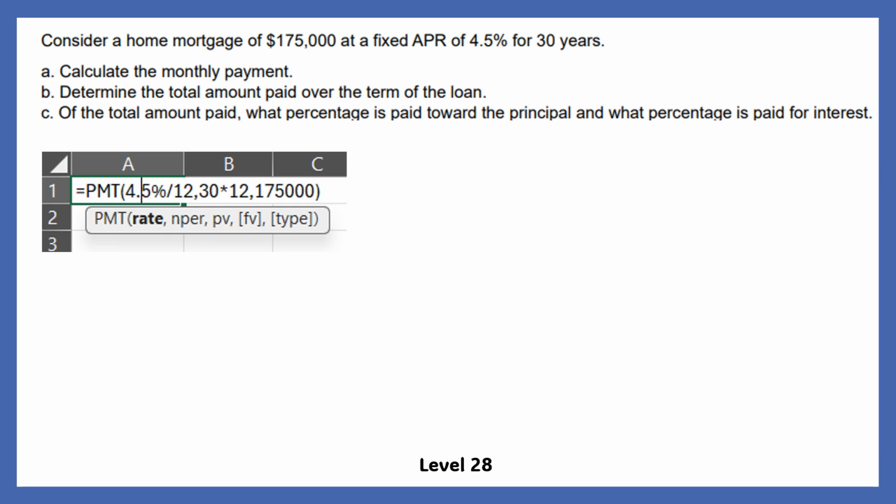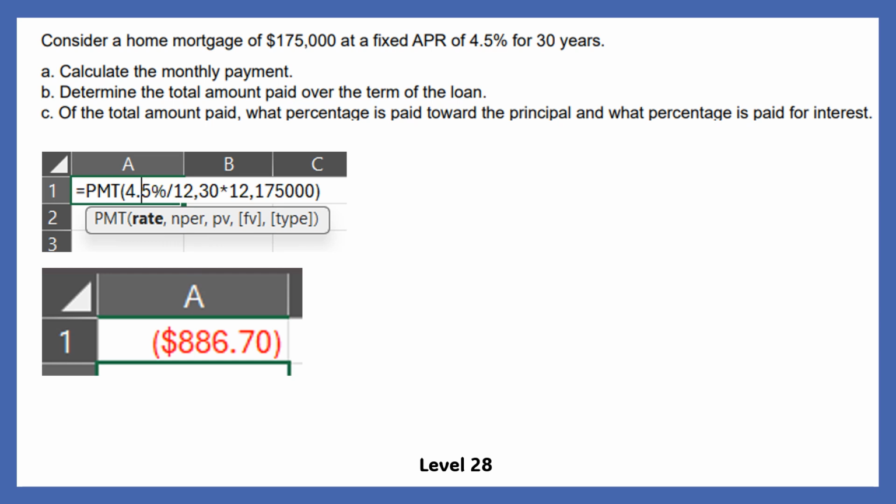The third thing it needs is, what's our principal? What is the loan amount? Well, it says right there, our mortgage amount is $175,000, so that's what I put in for my PV. I left the rest off because let's assume the FV, our future value, we're going to pay the whole thing off. It's going to have a future value of 0. If I do that, it says my monthly payment, just including my bank costs, is $886.70 every month for 30 years, which isn't too bad.